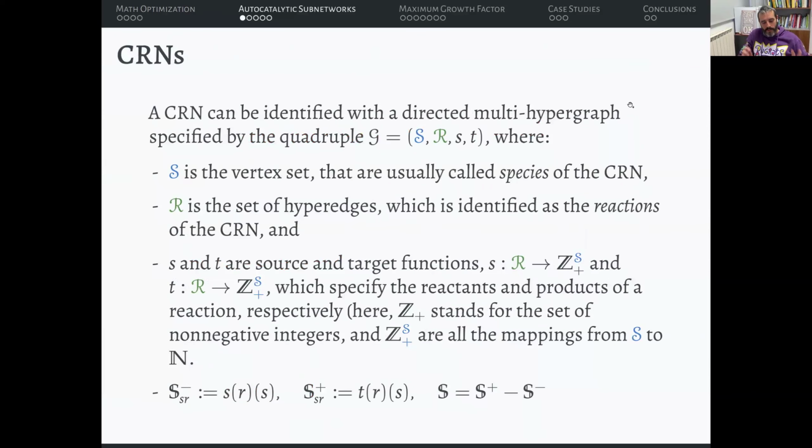So let me introduce the notation. We have a chemical reaction network that we identify with a set of vertices, which are the species, a set of hyperedges, which are the reactions linking the species, and then the stoichiometry of the chemical reaction network is given by two matrices, S minus and S plus, which are the input and the output stoichiometry for each combination of reaction and species, right? Which I think is quite standard.